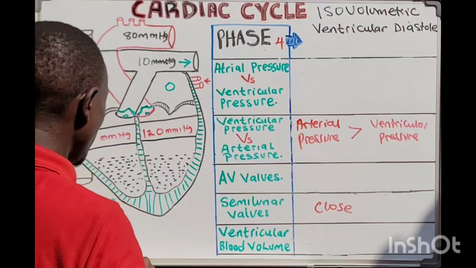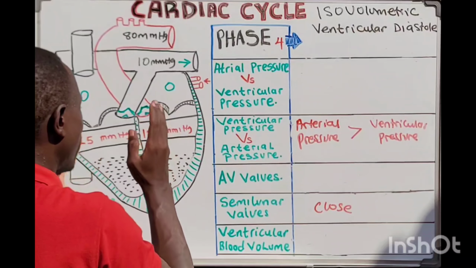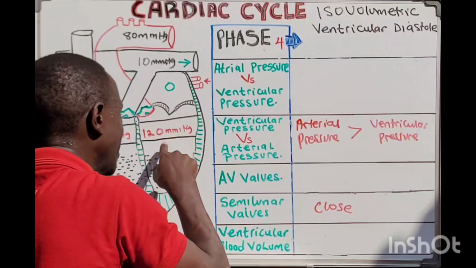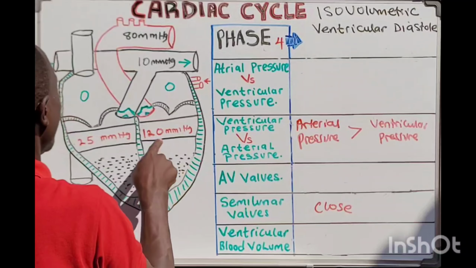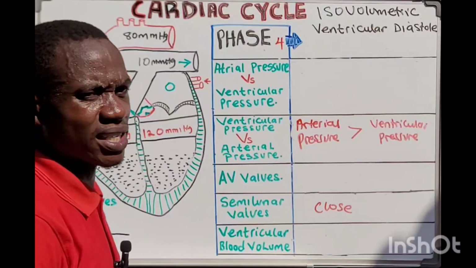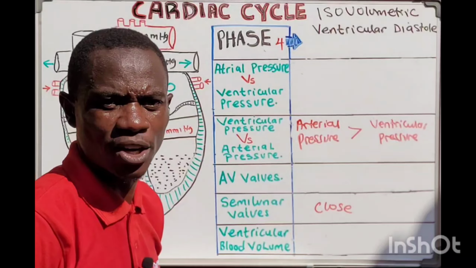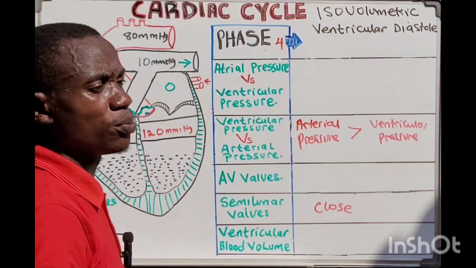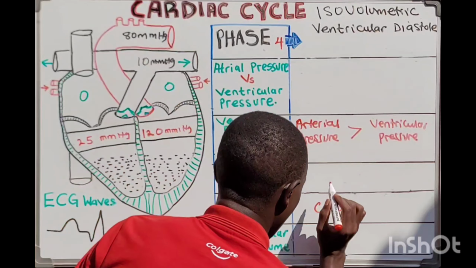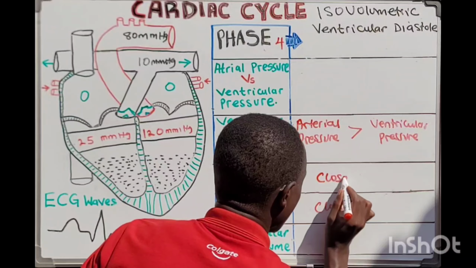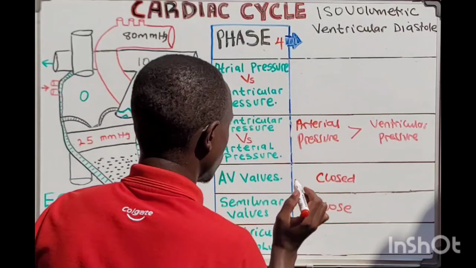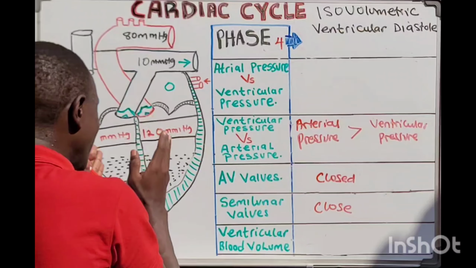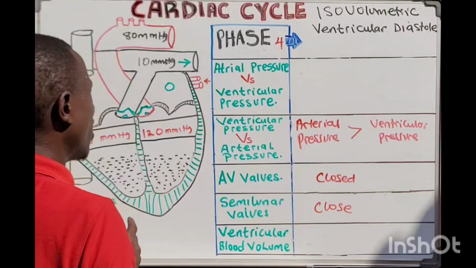Okay? And again, there is going to be a very abrupt reduction in the blood pressure within the ventricle. At this time, the pressure in the ventricle is still higher than the pressure in what we call the atrium. It means that even at this time, the AV valves are also still going to be closed. Okay, now the question is, at this time, what's going to be the ventricular blood volume changes?